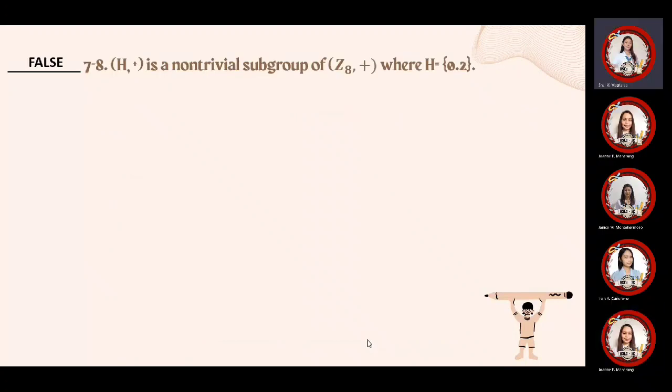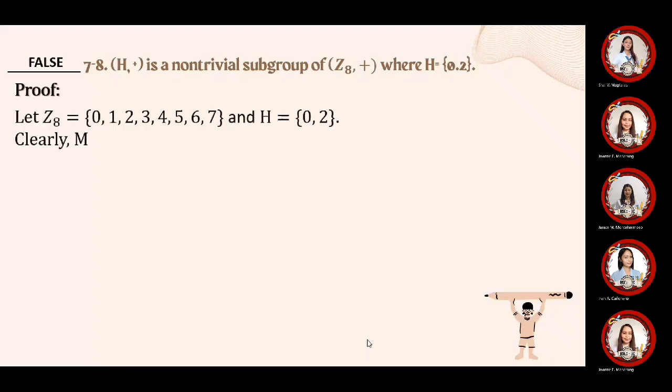So for number 7 to 8, the set H under usual addition is a trivial subgroup of the set Z sub 8 under usual addition, where H is equal to 0, 2. So ang answer namin is false. So to prove, let Z sub 8 be equal to 0, 1, 2, 3, 4, 5, 6, 7, and H is equal to 0, 2.